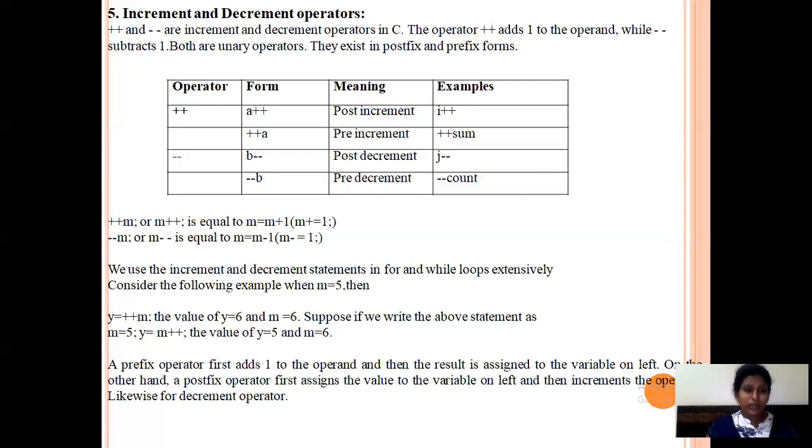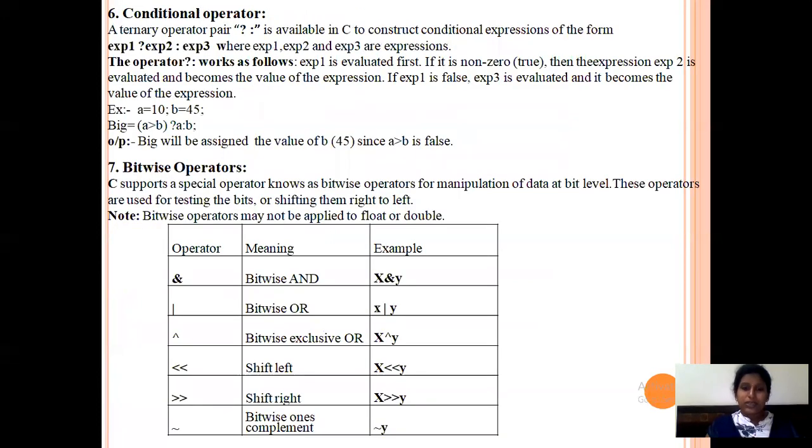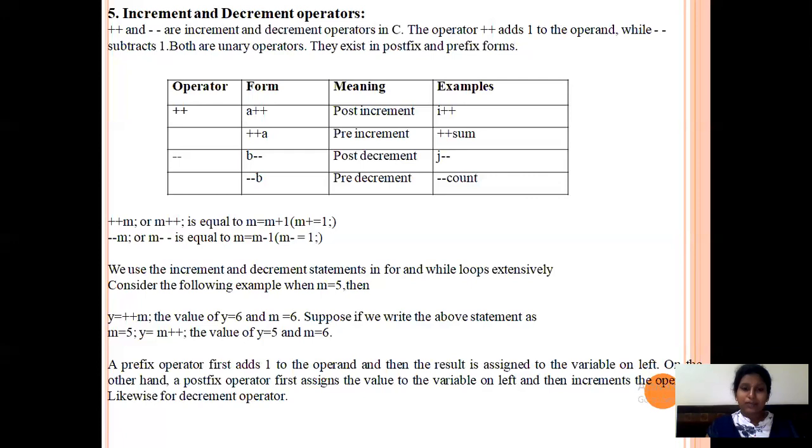Then see the second one, m = 5. You are just assigning the value of m to y first, that is y = 5, and later the m value will get incremented. So the m value will get modified to 6 in what? Post-increment. So it is the major difference between the pre and post increment. If you observe the values clearly, then you will know the difference.